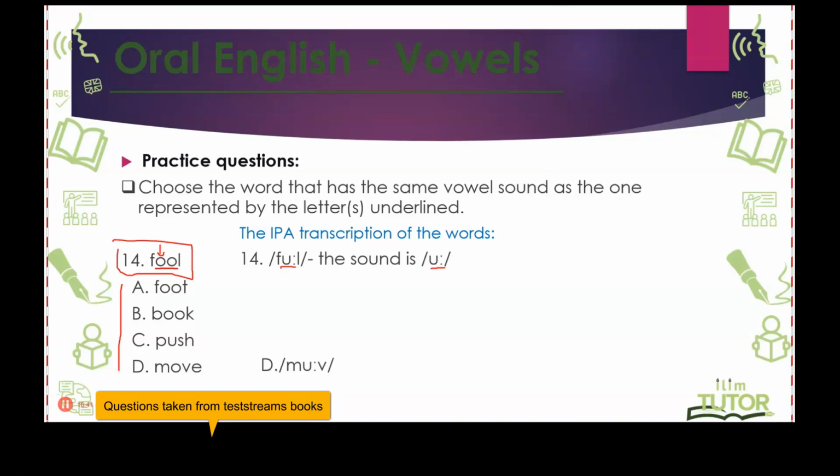So in terms of A, you have foot. So the vowel sound is O. In terms of B, you have book, which is the same as in A. In terms of C, you have push, and it's the same as in the previous examples. But as you can see in D, you have move, like in fool. And the answer is D.